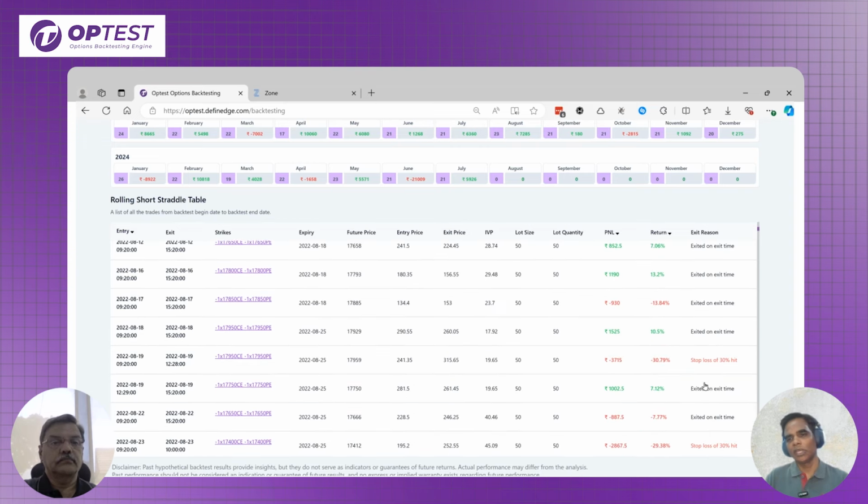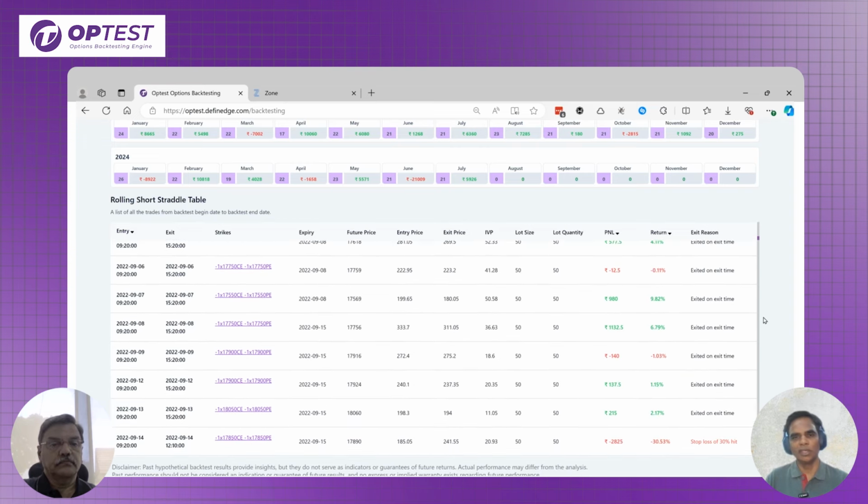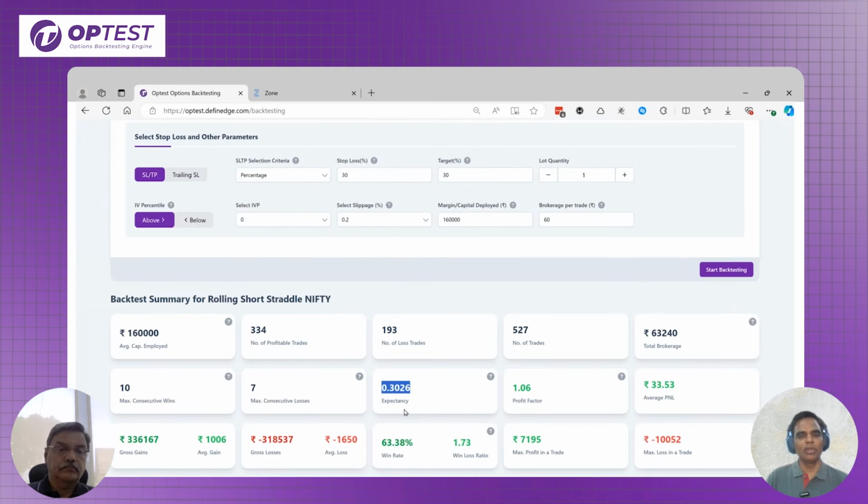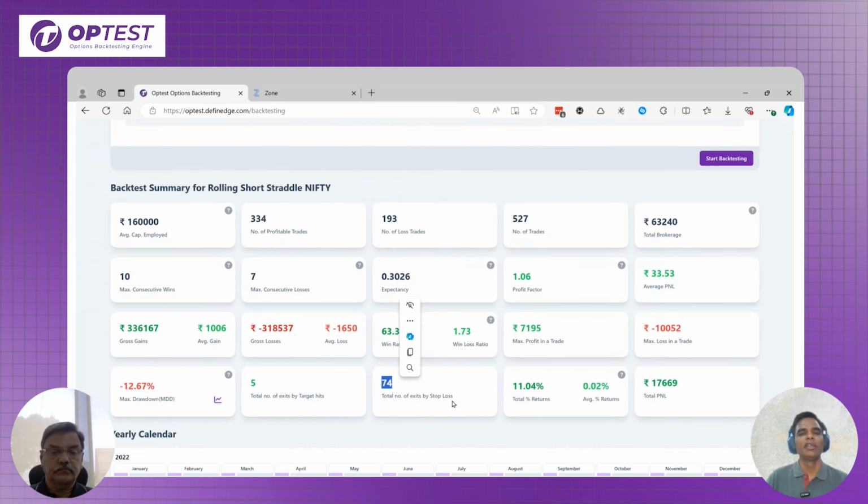So here you can see 30% is hit. 74 is the total number of exits by stop loss, so not much actually in this case. And number of exits by target hits, only 5. So in general, the strategy itself is giving very little returns.